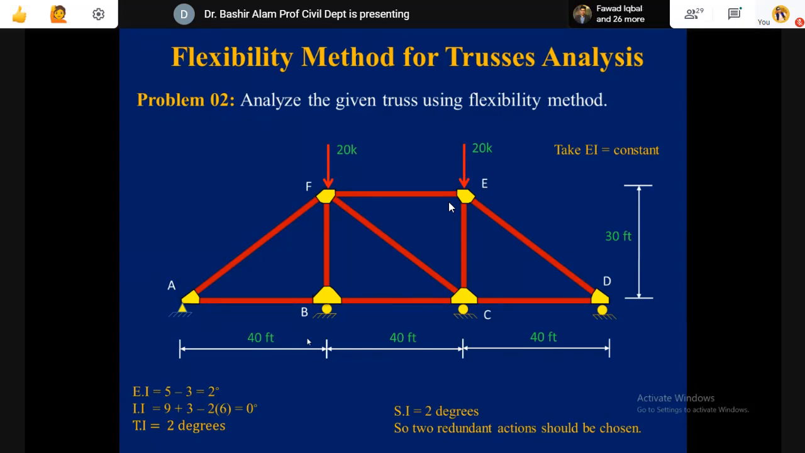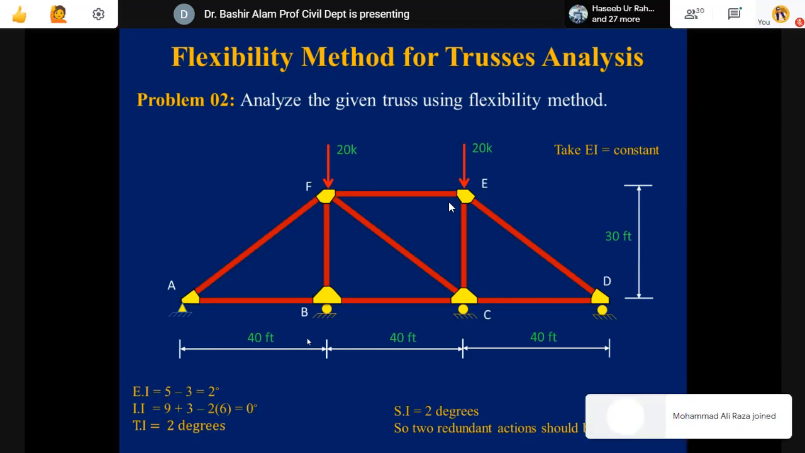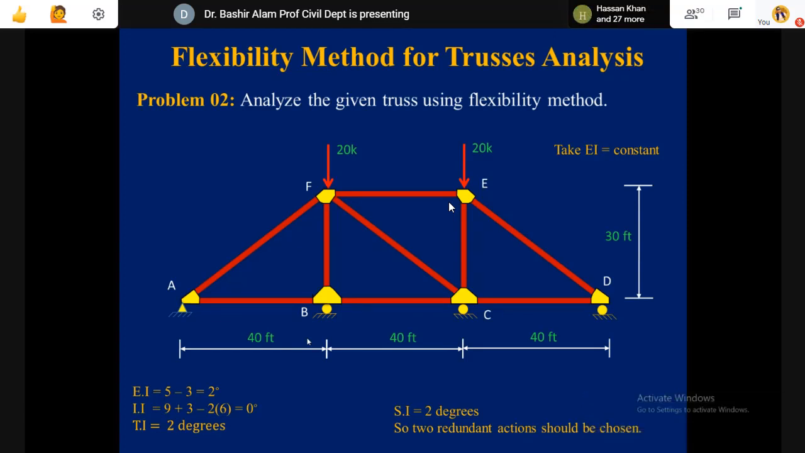Analyze the given truss using the flexibility method. Horizontally at the bottom we have three spans, each 40 feet. At the top in the middle you can see the same 40 feet, and the height of this truss is 30 feet. You can see there are three diagonals and two verticals. At the bottom chord we have three members and at the top we have one.